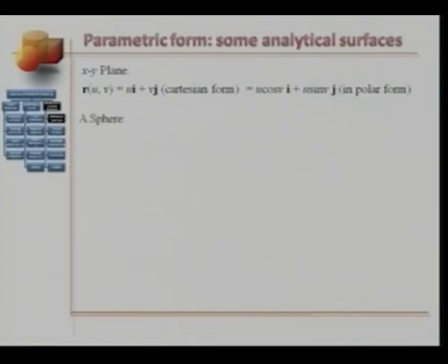A sphere, for example, another analytical surface, can be expressed in terms of parameters u and v as r of u and v, and that's equal to a times cosine of u times cosine of v times i plus a times sine of u times cosine of v times j plus a times sine of v times k. Here a is another parameter.